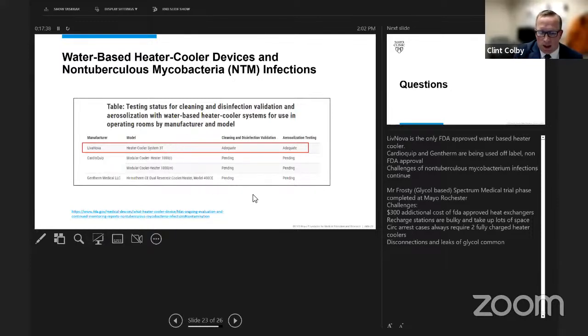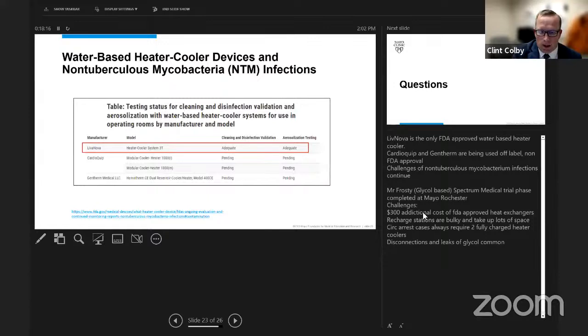But I just wanted to touch on this. I feel like this is important. A little bit of a Mayo experience. I don't know how much more time I have. I was going to set a timer. We were recently in on a trial phase for the Mr. Frosty glycol-based heater coolers, and we ran it through December and January. We had some challenges that were interesting to share. We like the idea of glycol-based for this reason, the NTM infections.